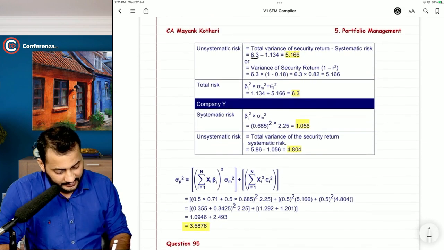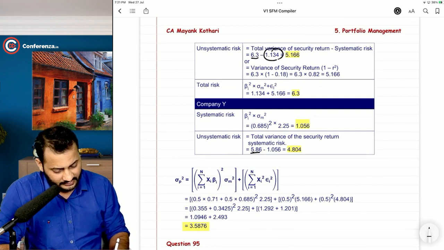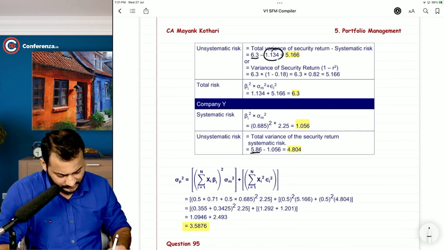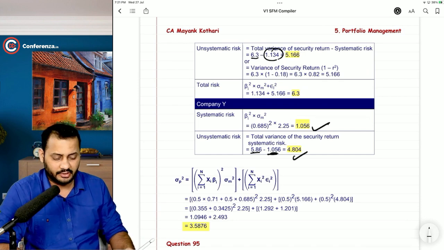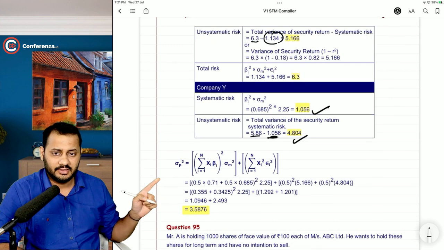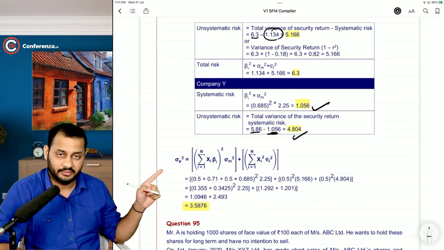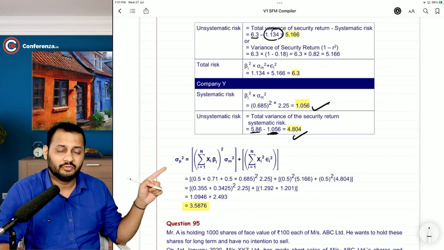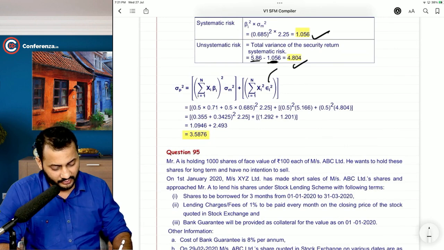See, total variance 6.3 and 5.86. Systematic variance is deducted, and you can come to the unsystematic part also. And this they have calculated through the single index model. Apply the single index model formula for portfolio and you will get the answer. This answer, everything is given to you, and this is what you have calculated already.